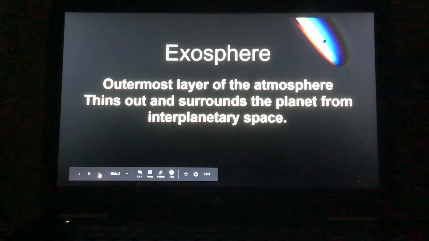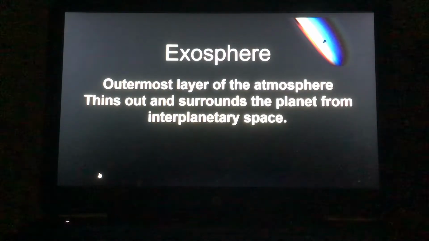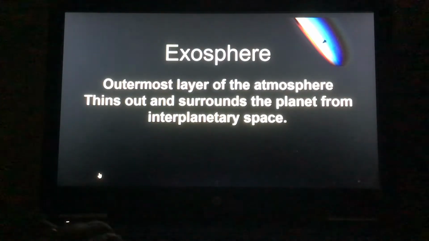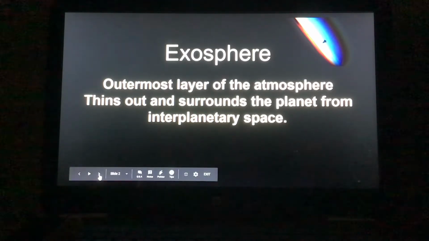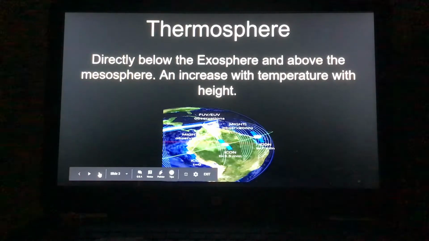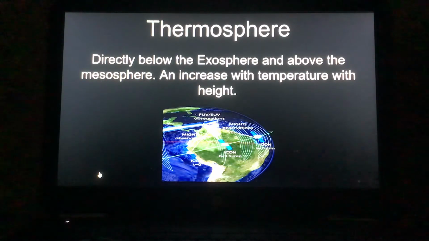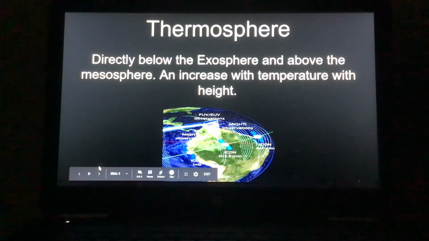Okay, exosphere. Outermost layer of the atmosphere, it thins out and surrounds the planet from interplanetary space. Thermosphere, directly below the exosphere and above the mesosphere. An increase in temperature with height. So as you're going higher in height, the temperature is increasing.